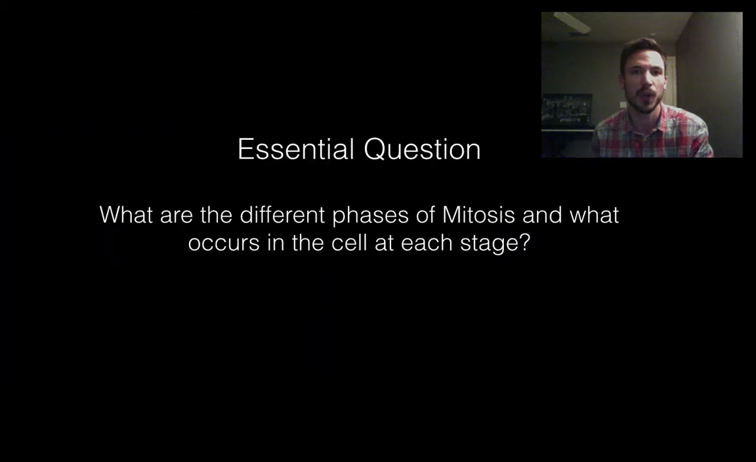So our lesson essential question today is going to be focused on mitosis, and we should know first of all the different phases of mitosis. There are going to be 4 parts to mitosis that we're going to go through. You should know what they are, and also what occurs in the cell at each one of these stages. So not only knowing their names, but knowing what's happening at each of these 4 stages of mitosis.